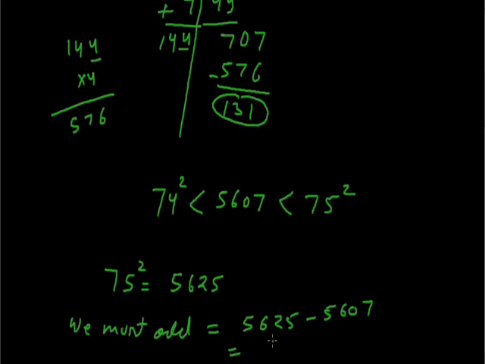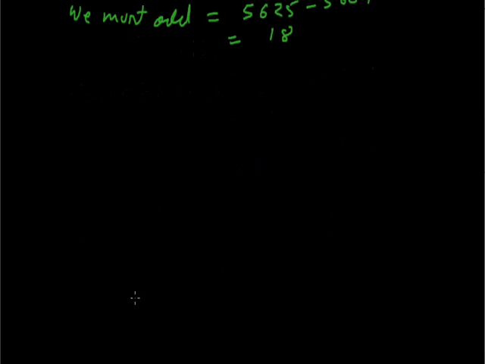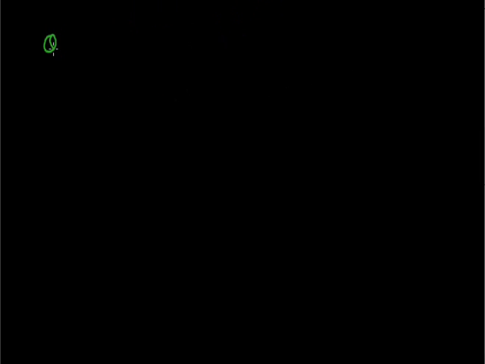The answer is 18. We must add 18 to 5607, so that 5607 plus 18 gives you 5625, which is the square of 75. So in this way we can do the problems with the help of the long division method. Now one more problem. Let's see.